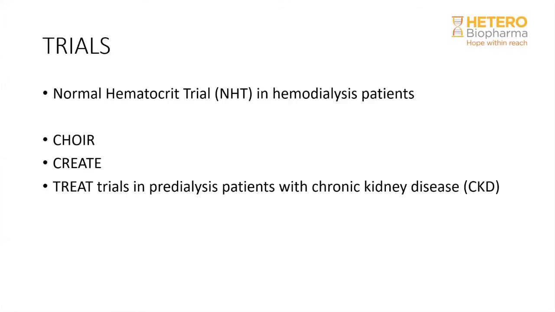How did we come to these targets? How did we decide we need to have it somewhere between 9.5 and 11.5? This has basically come through these trials: the Normal Hematocrit trial, CHOIR, CREATE, and TREAT. Darbepoetin was used in TREAT, CHOIR and CREATE, and the Normal Hematocrit trial was more of erythropoietin.